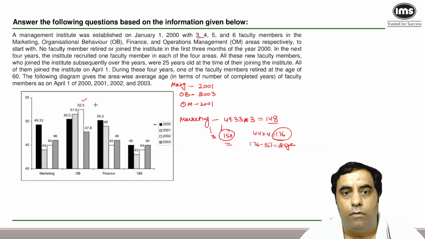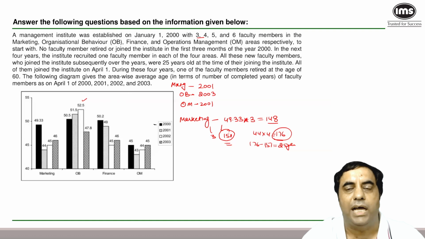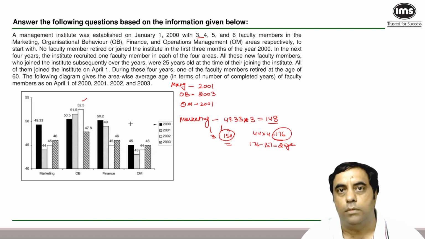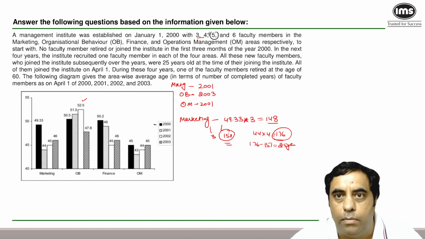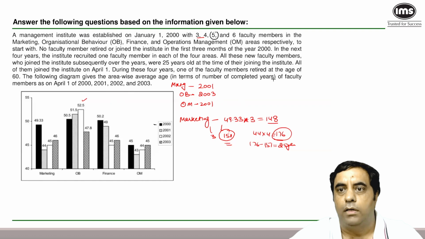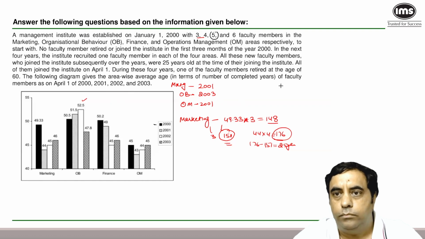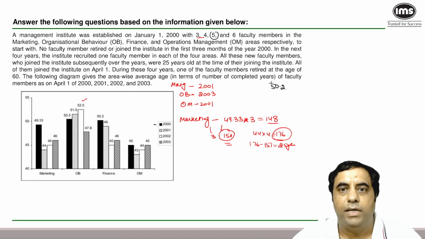And now for finance, we need to identify in which year the joinee is there and in which year we have got the person who has retired. Now, if we look at finance, the total number of members is going to be nothing but 5. So if I say 50.2 is the average for 5 people, therefore their sum for finance is 50.2 into 5.